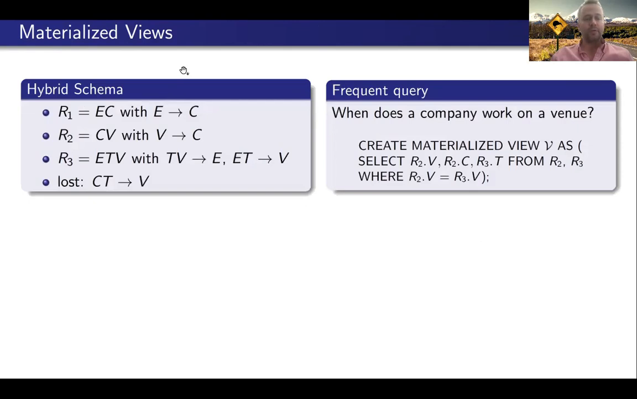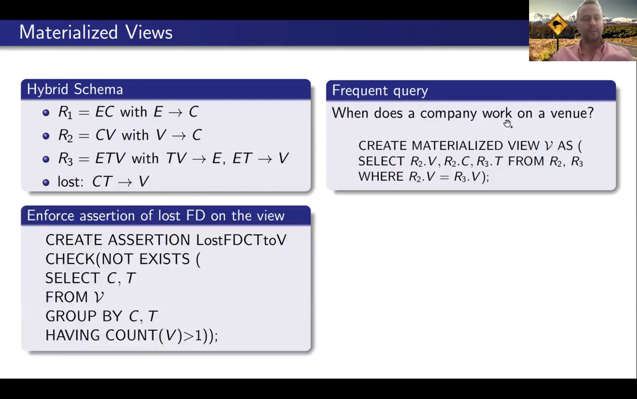Materialized views are also informed in their selection by our design theory. So in our hybrid schema in here, we lost this FD, and therefore it's handy to introduce a materialized view, like this, to answer frequent queries of this kind, but also to enforce lost FDs like this one on the view in here.